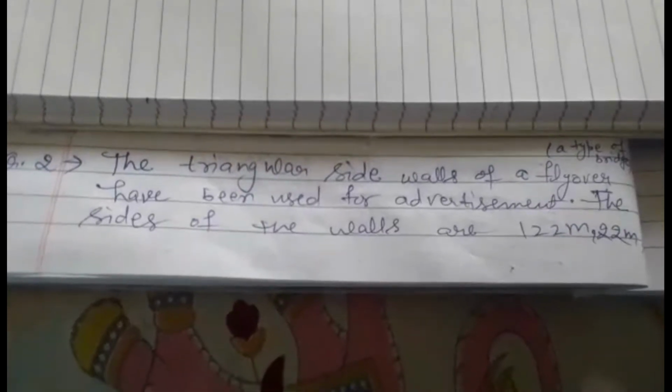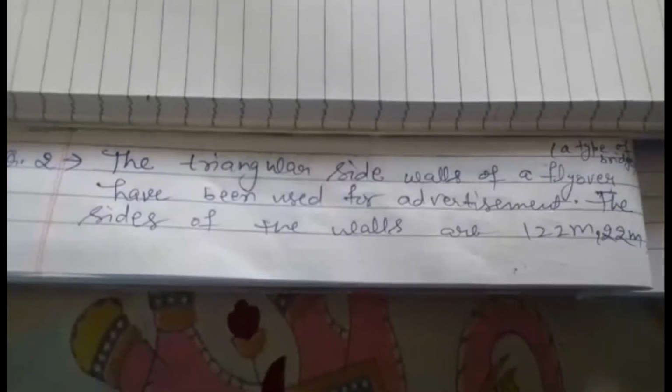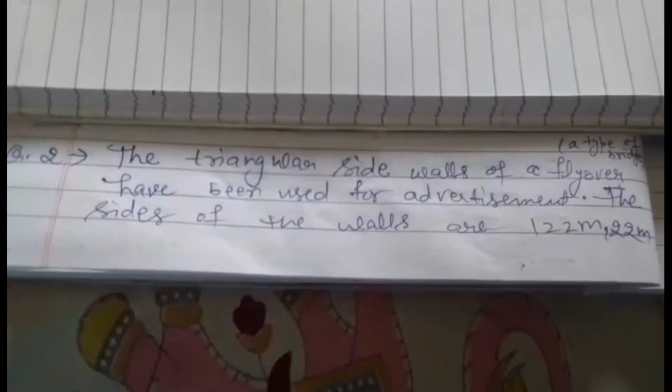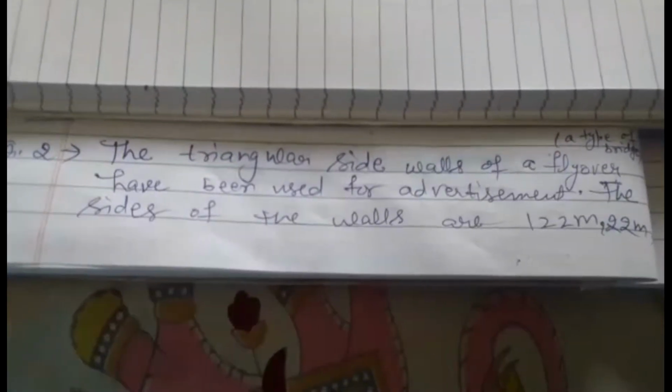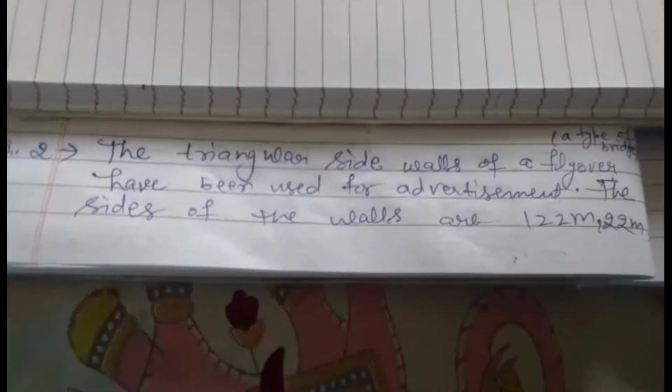The triangular side walls of a flyover have been used for advertisement. So the sides are in triangular shape, and they are used for writing the advertisement. The sides of the walls are 122 meter, 22 meter and 120 meter. The advertisement yields earning of rupees 5,000 per meter square per year. A company hired one of its walls for 3 months. How much rent did it pay?